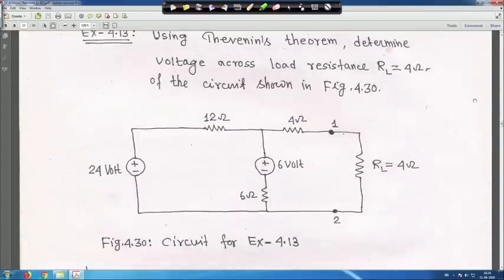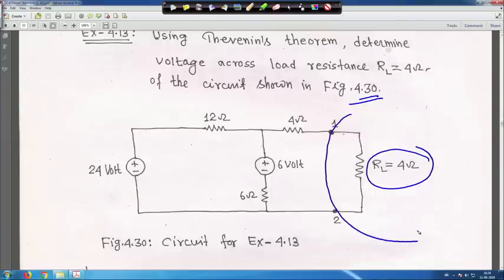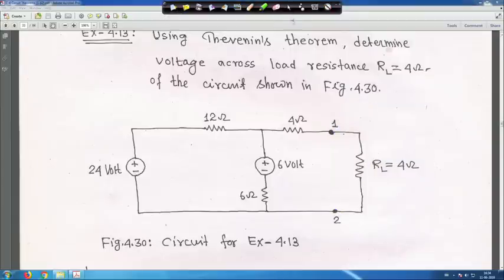Using Thevenin's theorem, determine the voltage across load resistance R L of the circuit shown in figure 30. This is chapter 4.30, figure 30. We have to find out, using Thevenin's theorem, the current through load resistance R L is equal to 4 ohm. For Thevenin's theorem, first we will remove this load resistance, we will make an open circuit, that is what we have done. First let me clear it.